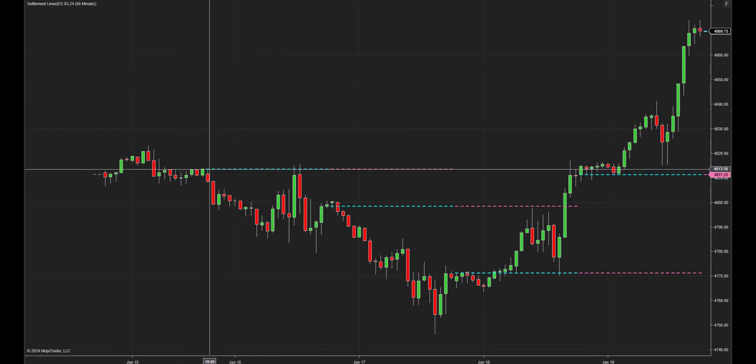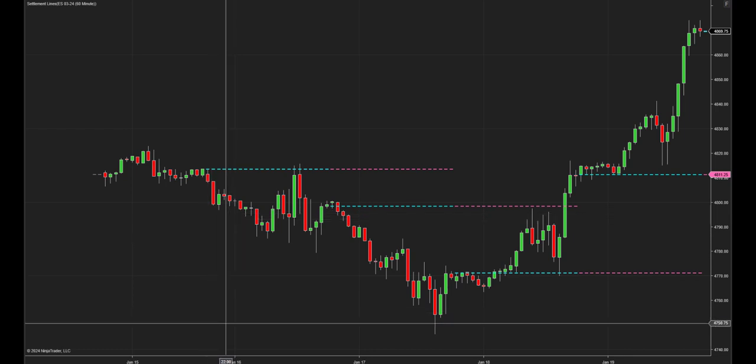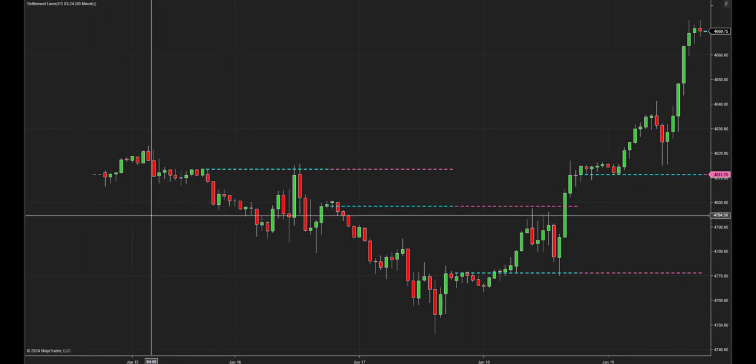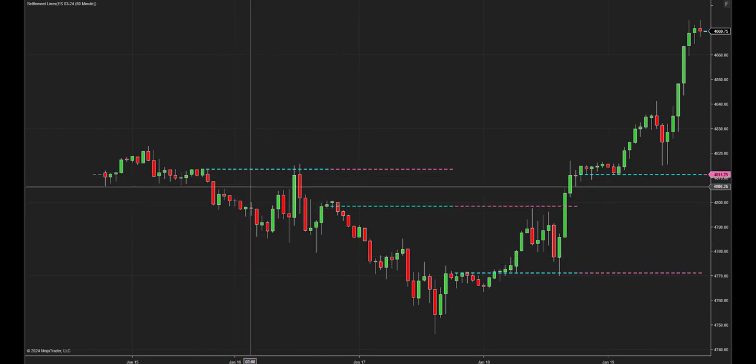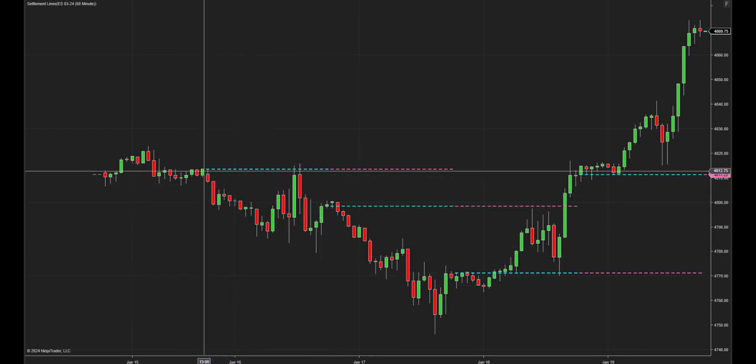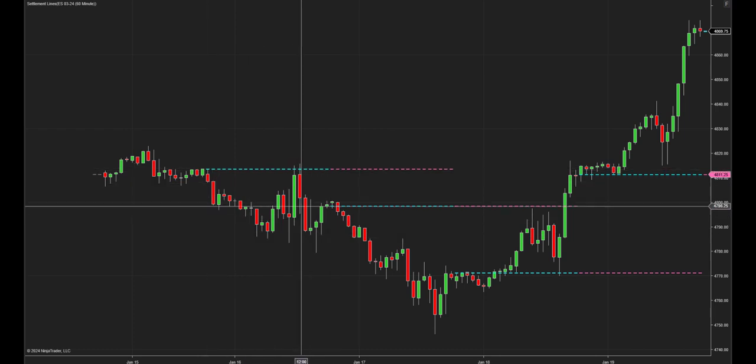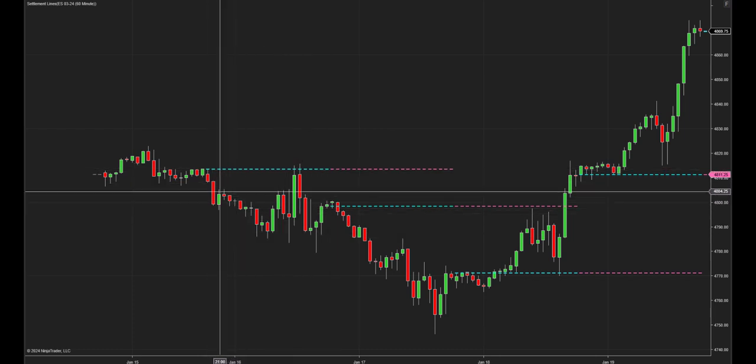So what this settlement price does is it is the price at the closing, and that is projected when the market opens again. So that is where this activity settled. And what we can do is keep an eye on the last few days of settlement activity.